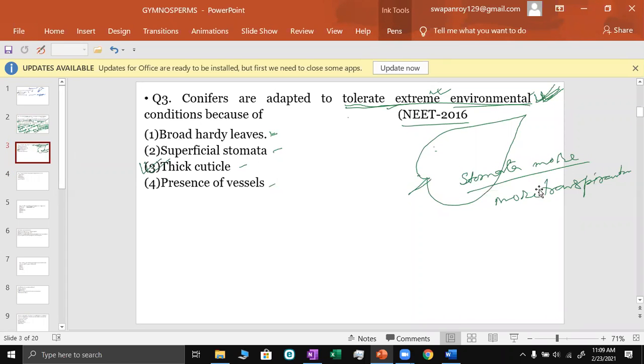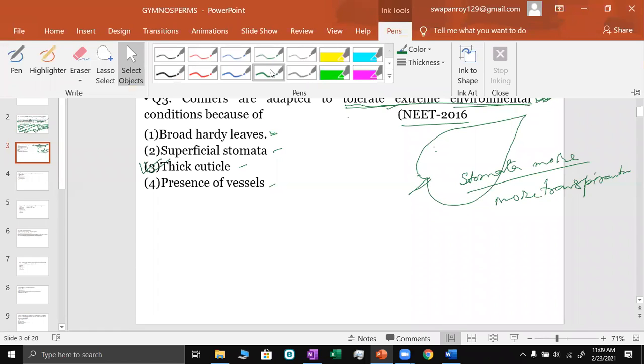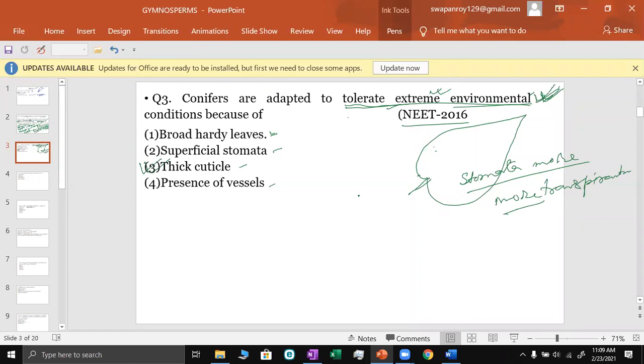Okay, they have more transpiration, so more water loss, and due to this the plant cannot survive, so they have to develop cuticle. Cuticle of course is one character. Here it is superficial stomata. Superficial stomata means directly on the surface of the leaf.